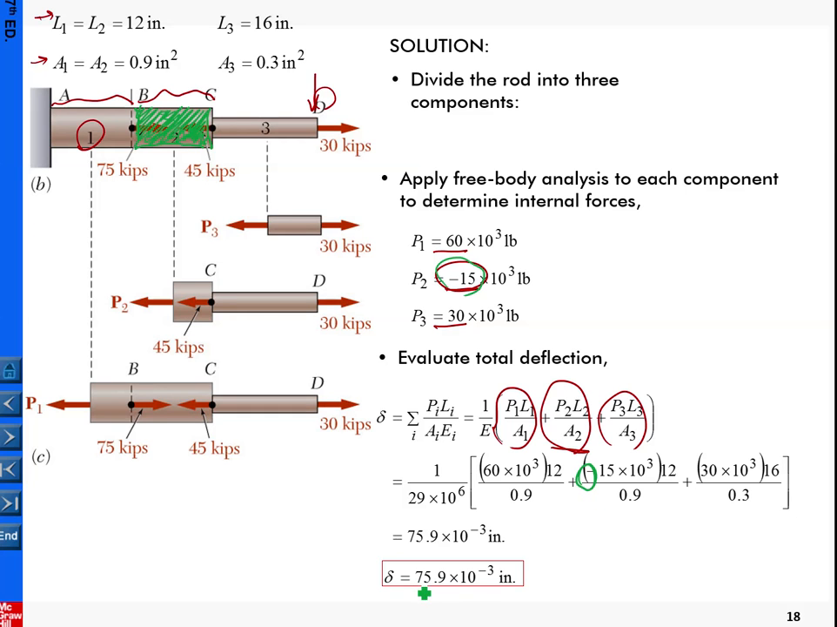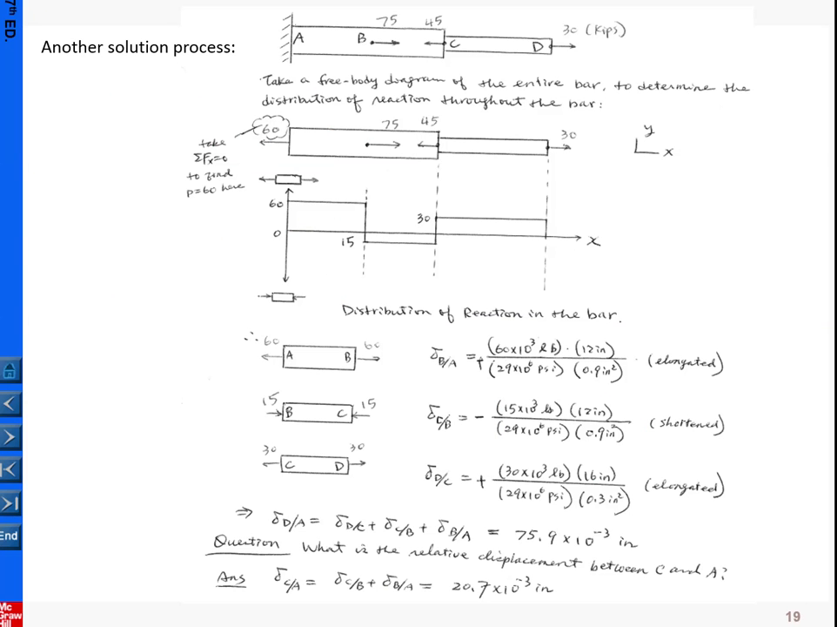So delta is indicating positive. Positive means this point is going to be displaced rightwards. That means overall this structure is going to displace rightwards. Overall the structure gets elongated. Okay, the net displacement at this point is going rightwards. So this is another viewpoint of the calculation, basically simply explaining what I said.